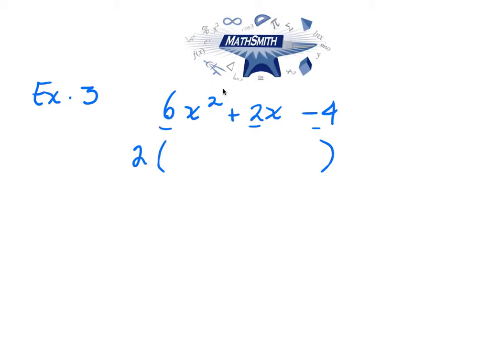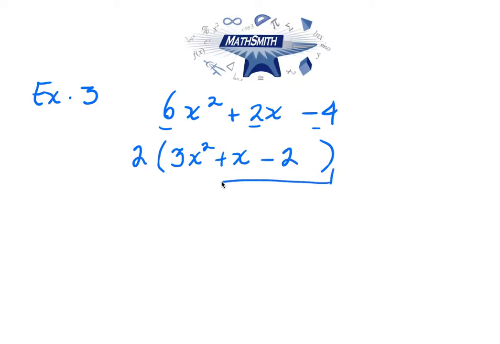If I factor a 2 out of 6x squared, what am I left with? I'm left with 3x squared. If I take a 2 out of the 2x, I'm left with an x. And if I take a 2 out of negative 4, I'm going to be left with negative 2.